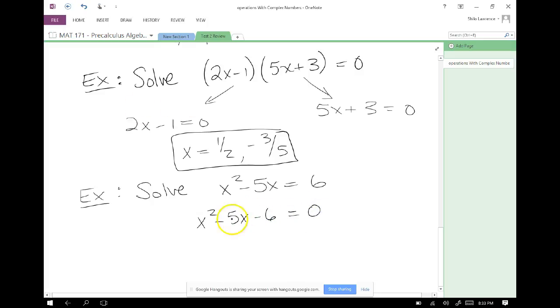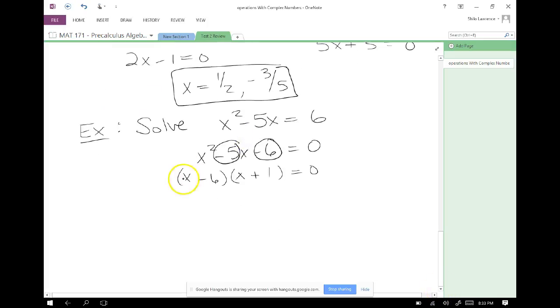And now that it's equal to 0, I want this side factored. So I'm looking for two numbers that multiply to make -6 and add to make -5. And that's going to be -6 and +1. And now this says x minus 6 times x plus 1 equals 0.